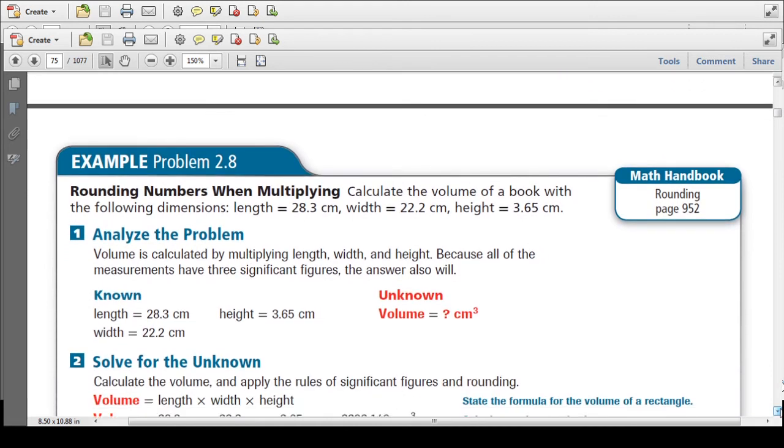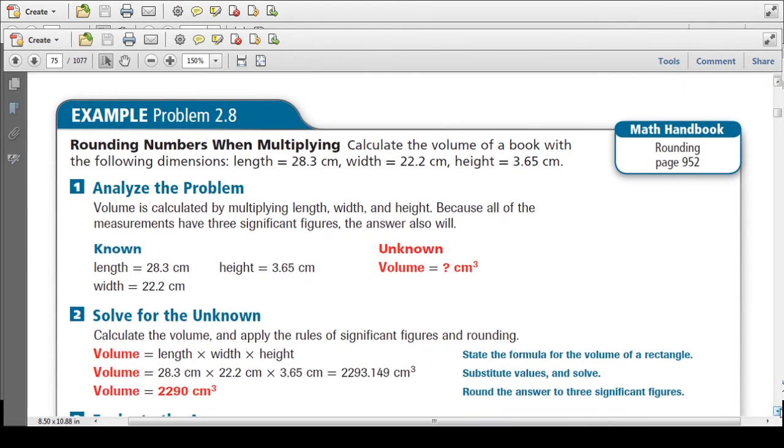Now what about multiplying and dividing? Calculate the volume of a book with these following dimensions: 28.3, 22.2, and 3.65. Just recall that volume is length times width times height. So if we take all of these values, we see that we get this answer right here when we get the product of the volume.